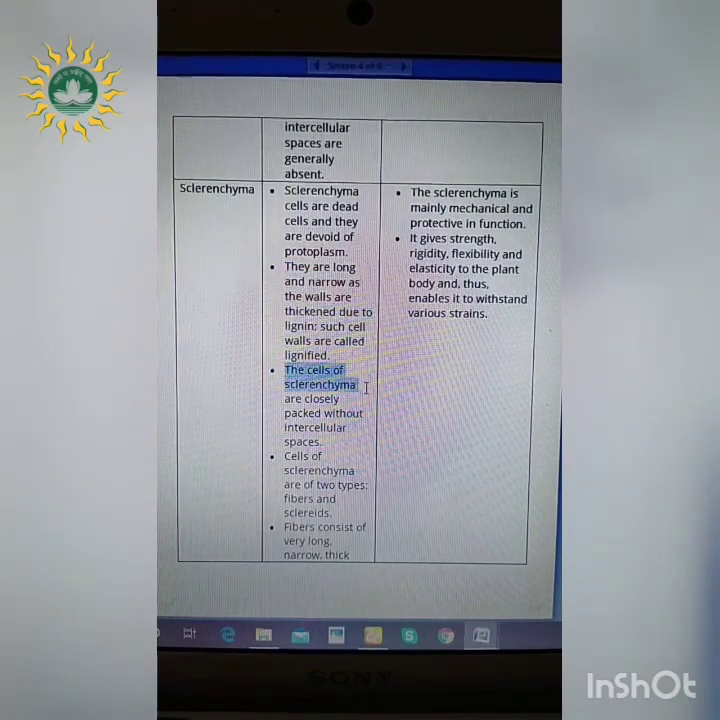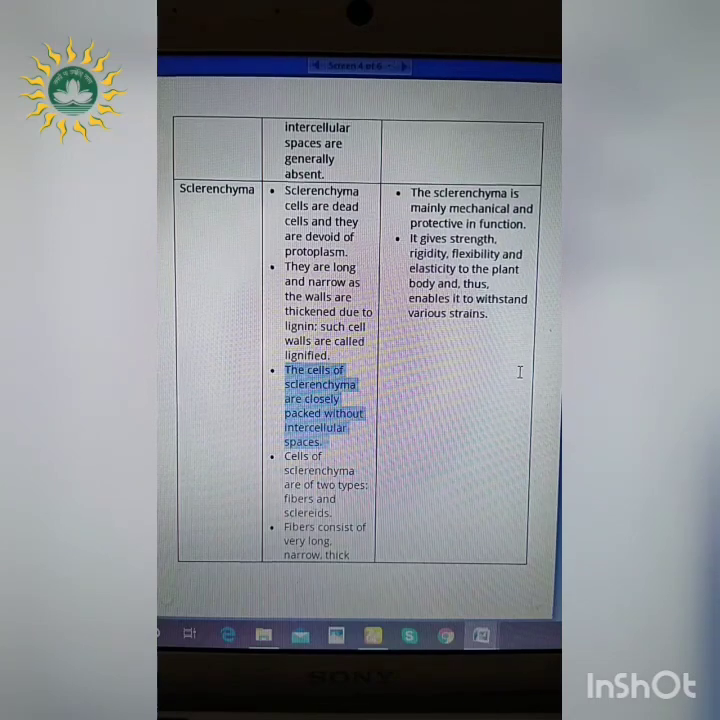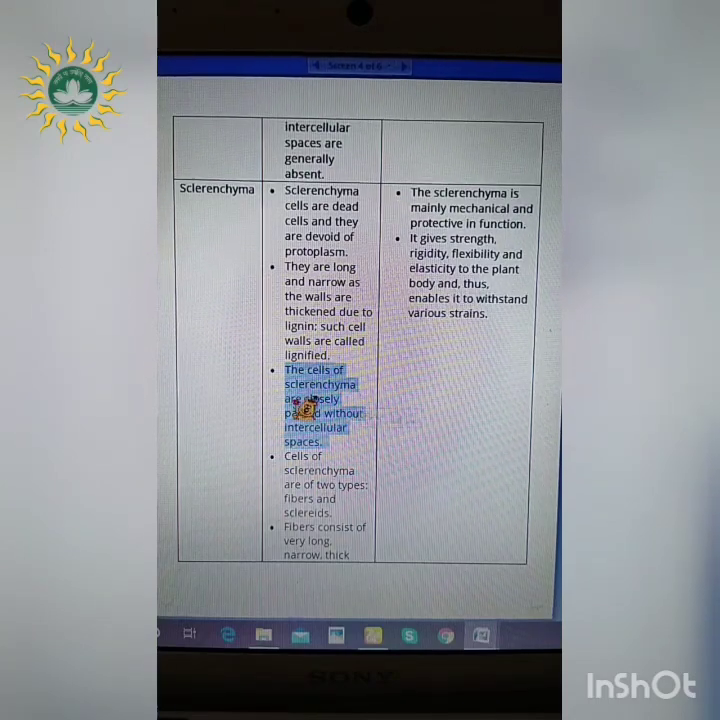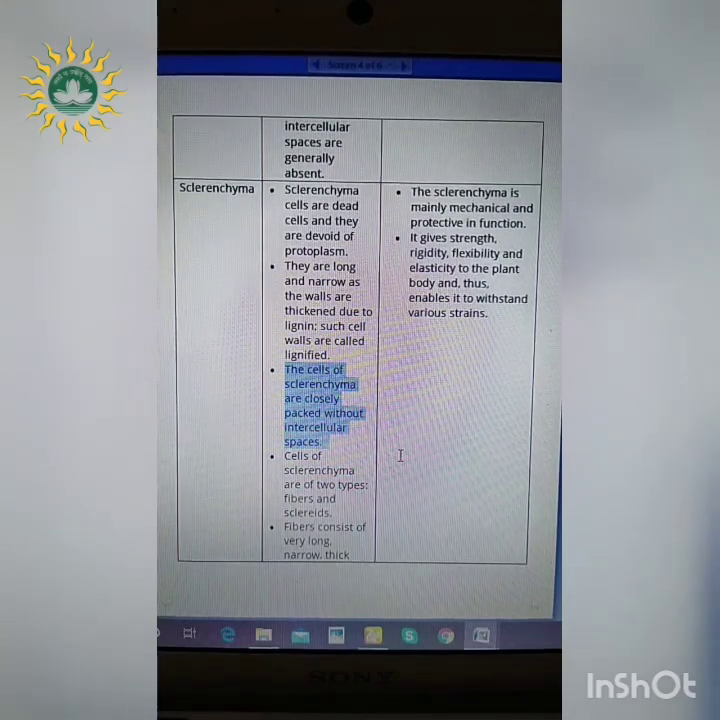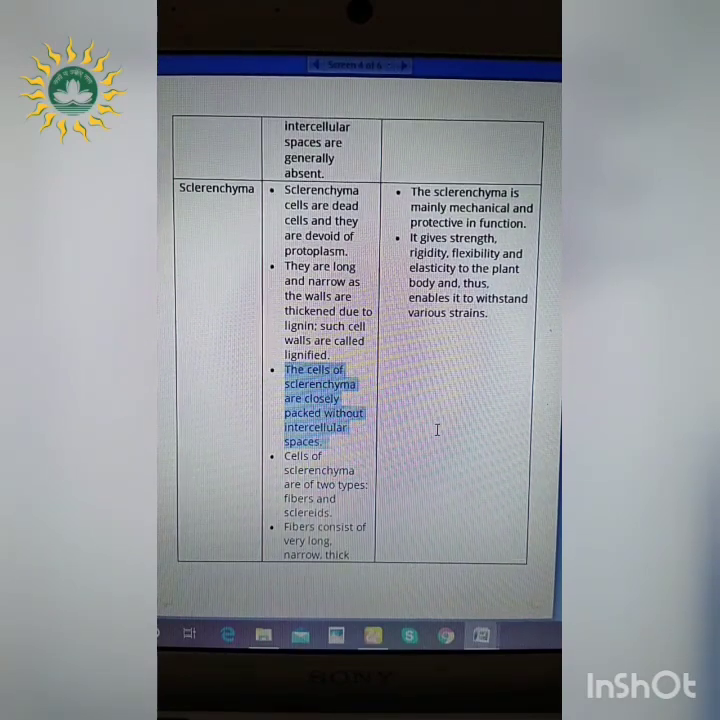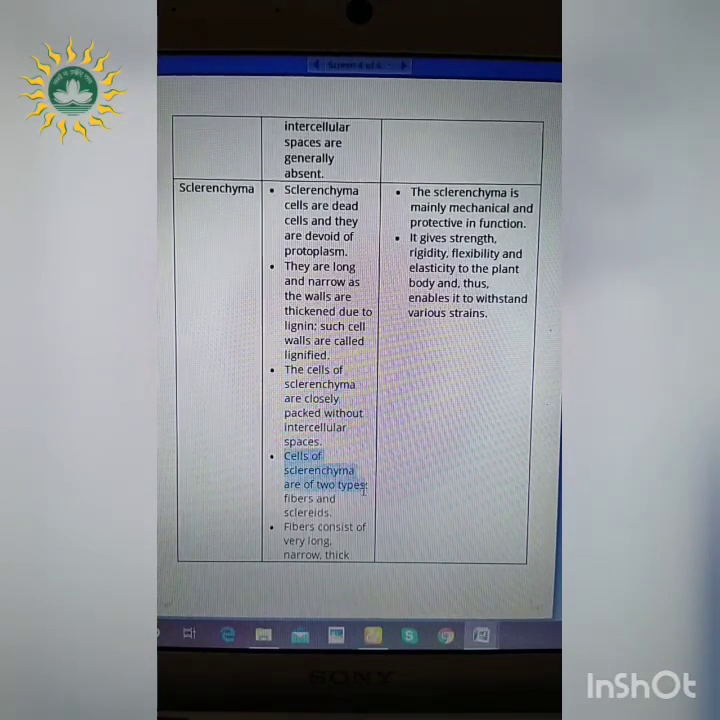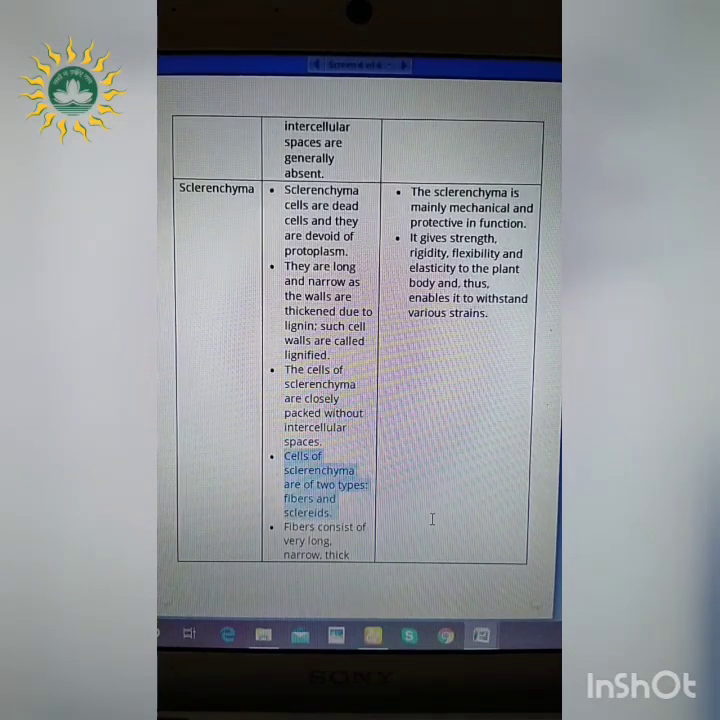Thirdly, the cells of sclerenchyma are closely packed without intercellular spaces. So, as with collenchyma, sclerenchyma also does not have any intercellular spaces. So only parenchyma has intercellular spaces. Next, the cells of sclerenchyma are of two types. What are those? Fibers and sclerites.